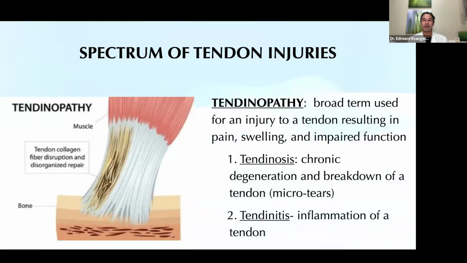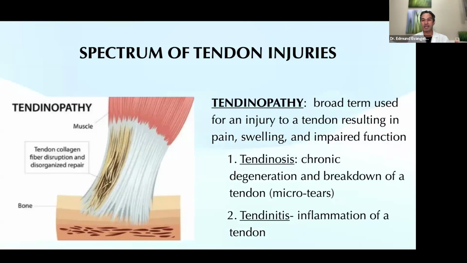Now, this is a term that most patients are more familiar with. This implies inflammation in the tendon. So a tendon has inflammation, and we call that tendinitis. Now, by far, the majority of tendinopathies that we see are going to be in the category of what we call tendinosis, so degeneration and breakdown of the tendon with micro tears rather than tendinitis.